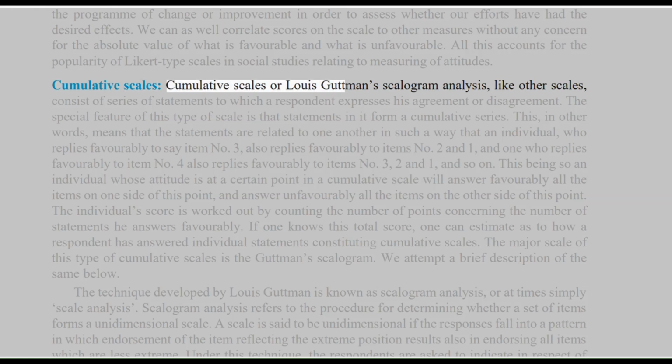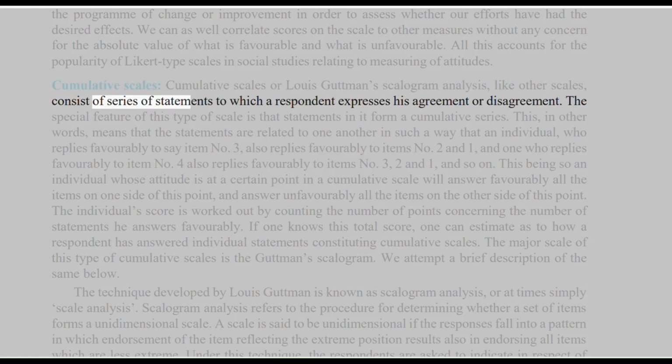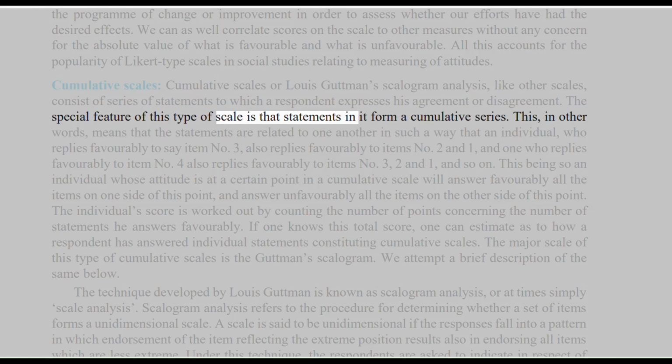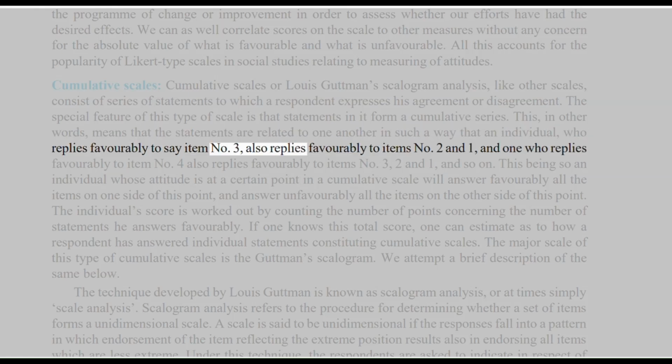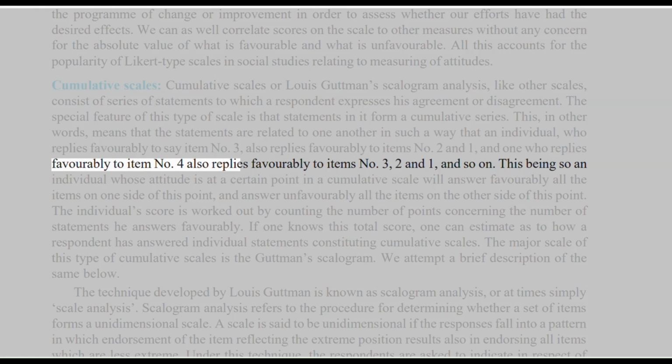Cumulative scales or Louis Guttman's scalogram analysis, like other scales, consist of a series of statements to which a respondent expresses his agreement or disagreement. The special feature of this type of scale is that the statements in it form a cumulative series. This, in other words, means that the statements are related to one another in such a way that an individual who replies favorably to, say, item number 3 also replies favorably to items number 2 and 1, and one who replies favorably to item number 4 also replies favorably to items number 3, 2 and 1, and so on.